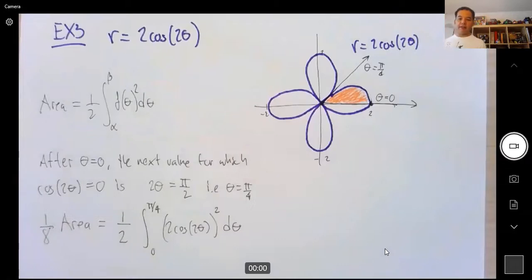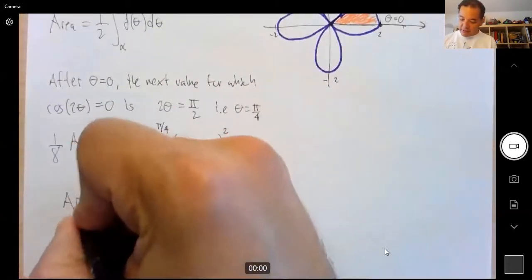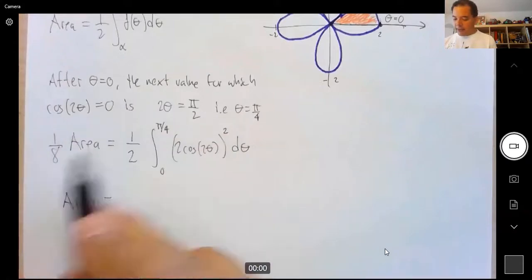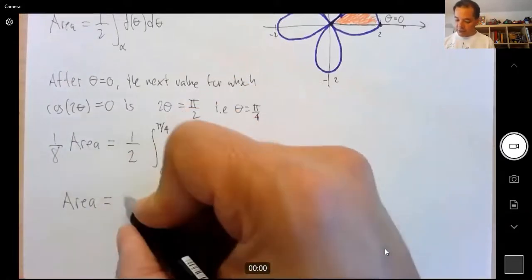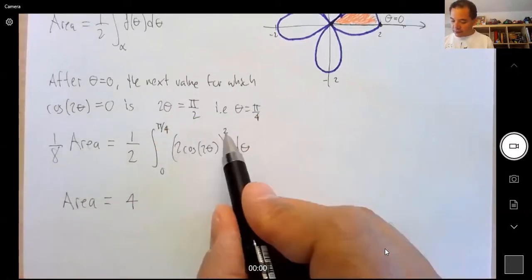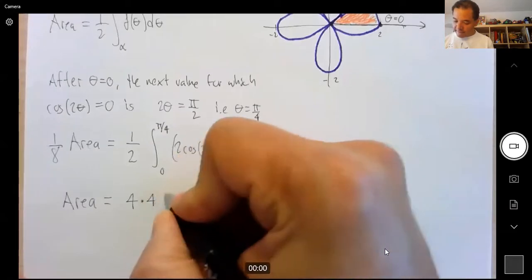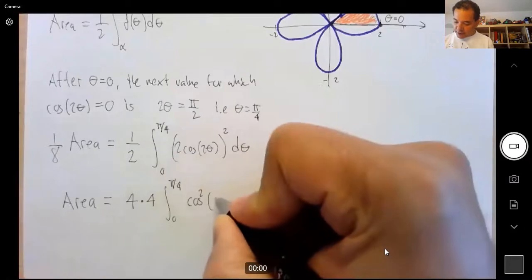All right, so that's it. We did the hard part, setting up the integral. The rest should be straightforward, right? It's just calculating the integral. And it's not a terribly difficult integral, but let's do it anyway. I'm going to multiply by 8 to get really what I want. So 8 multiplies this, so it's 8 over 2 is 4. And I'm going to get another 4 coming out of this, 2 squared is 4. And then it's cosine squared of 2 theta.